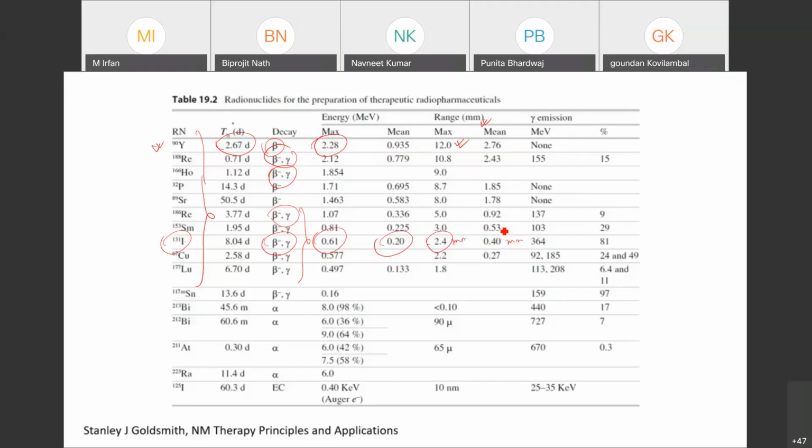So we can see how this range changes for different radionuclides. For yttrium-90, the range was quite higher, about 12 millimeters, and for iodine, the range is quite lesser.